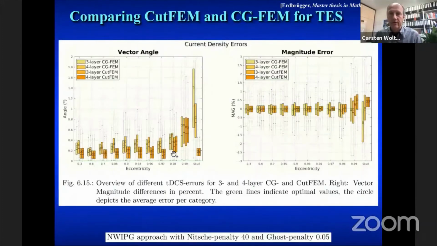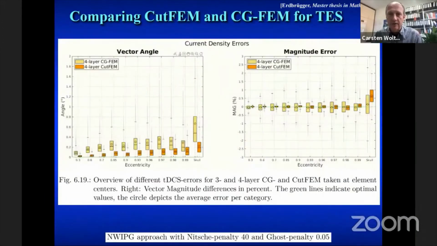And if we look at the result, and I will come directly to the most important result, if we compare 4-layer CAD-FEM with 4-layer CG-FEM, we see that overall the CAD-FEM result is much more efficient. It needs much less computation time, but it is much more accurate because it takes the real underlying geometry better into account. It accepts that level sets are touching each other.